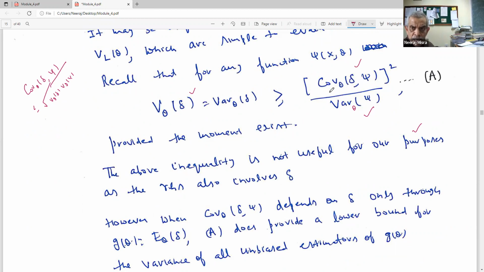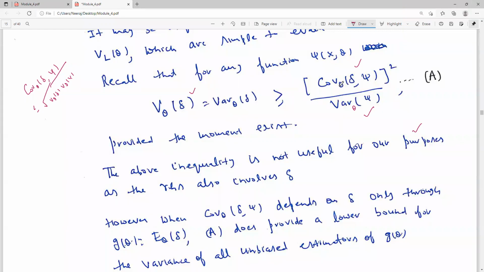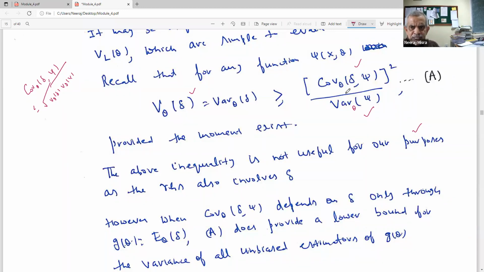However, if my psi is chosen so that covariance of delta psi depends on delta only through its expected value, because I want to compare the variances of all unbiased estimators, the only thing common between them is that they are all unbiased. That means their expected value is g theta, if I'm estimating g theta. So if I can choose psi such that this covariance of delta psi depends on delta only through its expected value, then my job would be done. Then I can get a right-hand side which does not depend on delta. It depends on delta only through its expected value. So as long as the expected values of two deltas are the same, the inequality would hold.